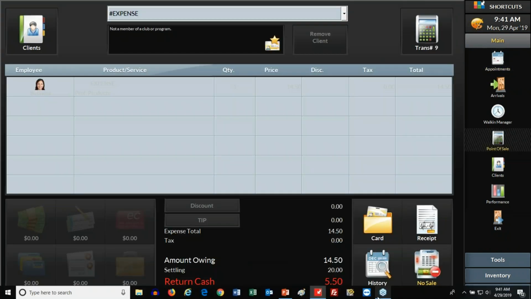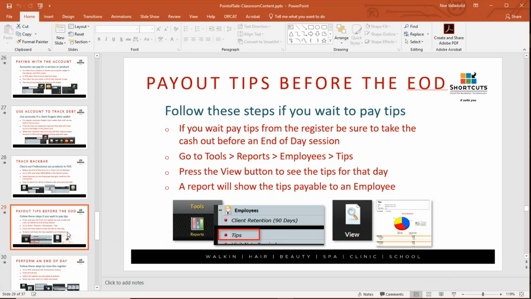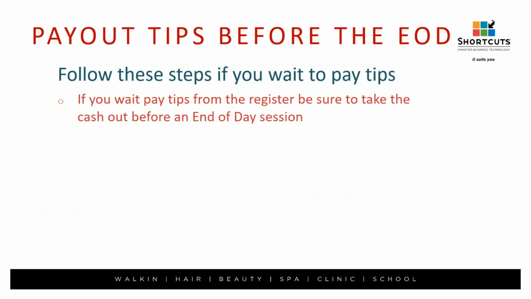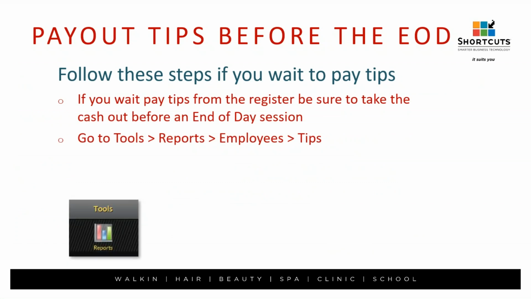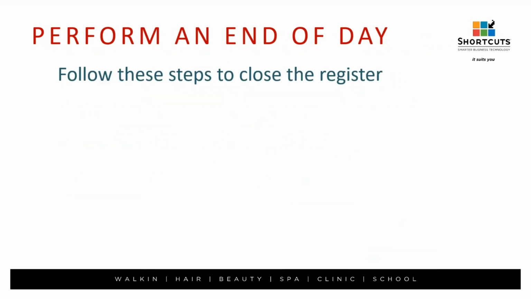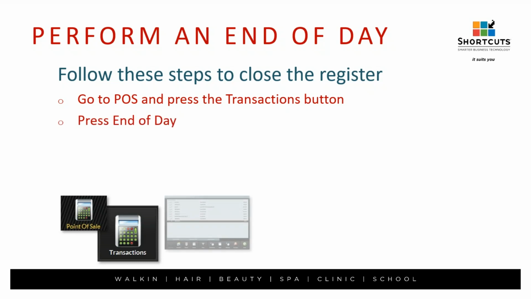Okay, so now let's actually finalize our day. We're at the end of the day and we're ready to start closing the register. So what are the proper steps? You want to make sure that you've adjusted any cash that went in or out. Usually tips is the number one thing. You also want to make sure that you've taken care of any professional products that the staff use. The first thing you did this morning is you went point of sale, transactions, and start of day.